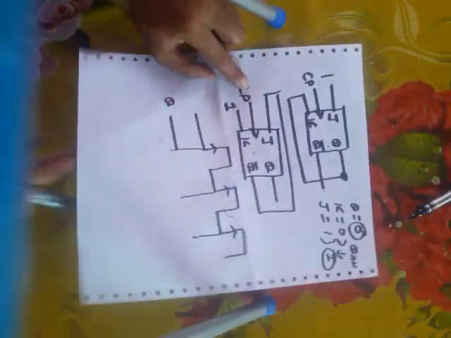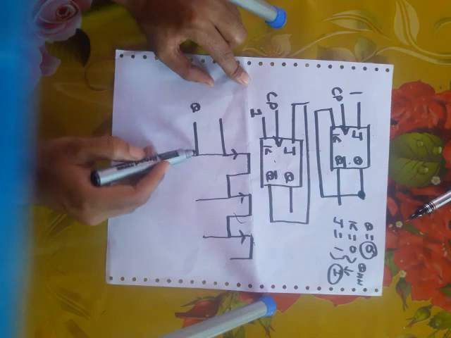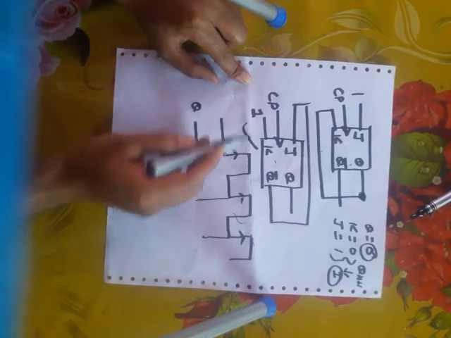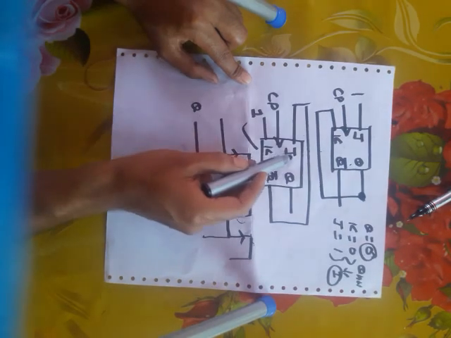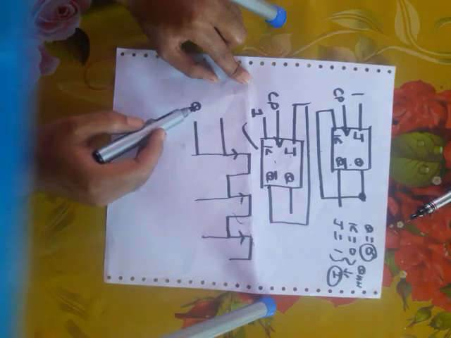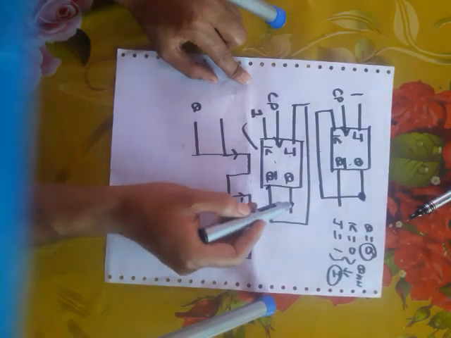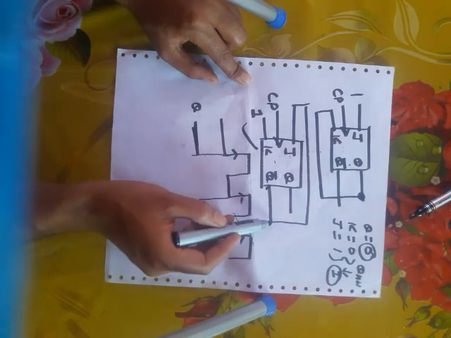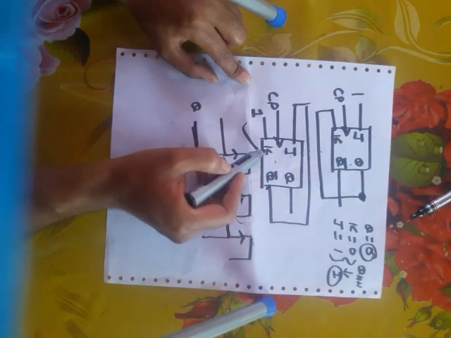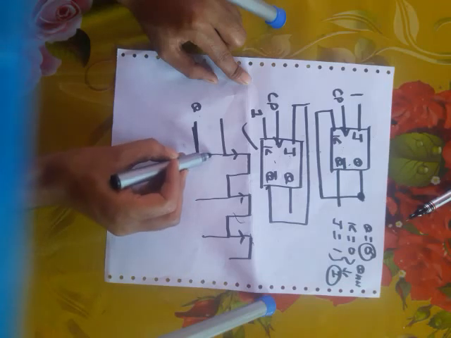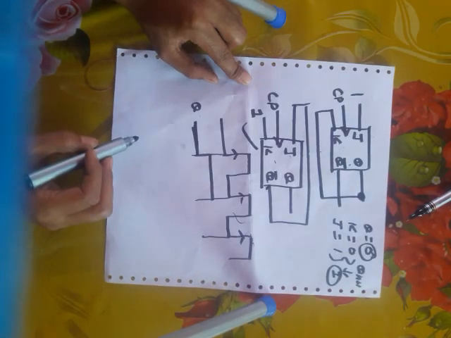Suppose I am using this circuit. Initially value is 0. When J equal to Q bar, what will be the value of Q? Q is initially 0, so Q bar will be 1. So J will be 1, K will be 1, and when J equal to 1, K equal to 1, this is toggle condition. So you will get 1 till next positive edge.